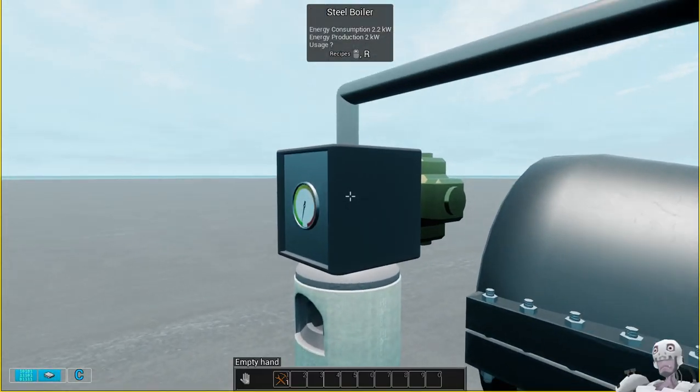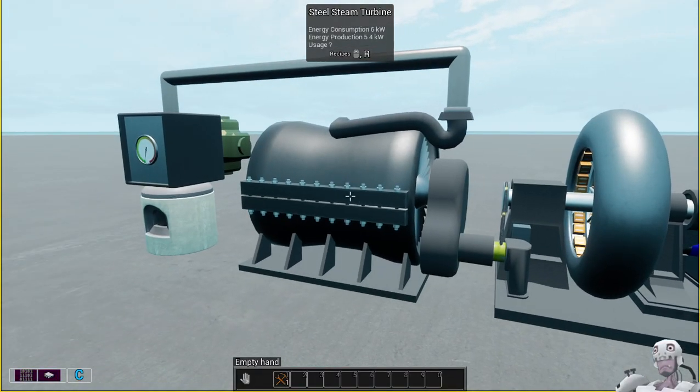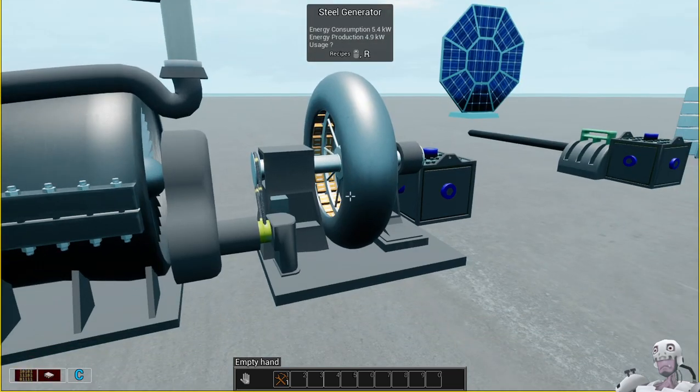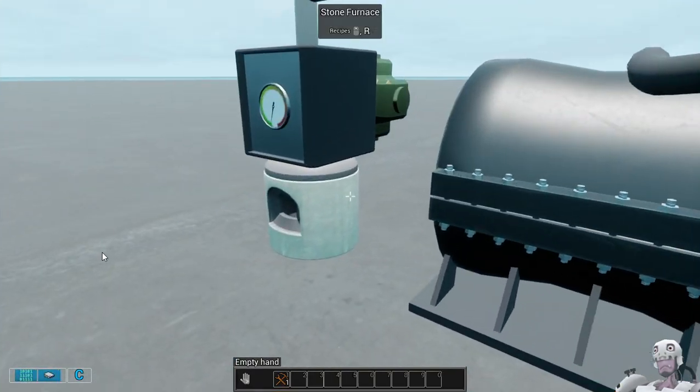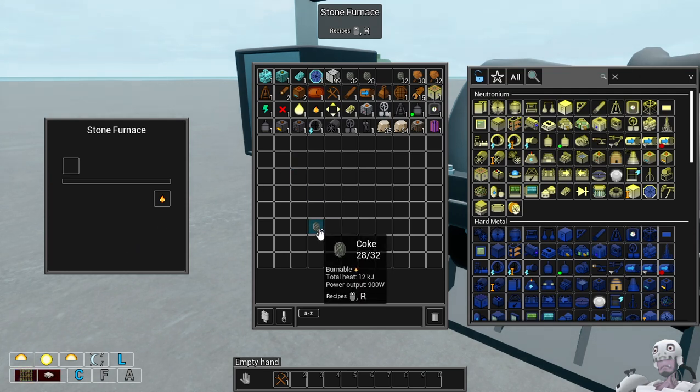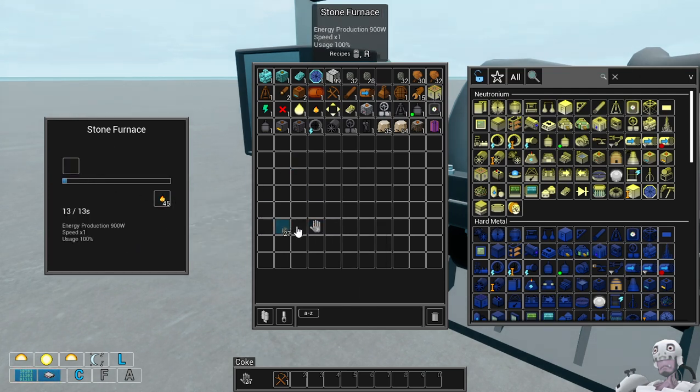So 10%, 20%, 30% loss. So the 12K I could get from this single coke here is going to become way less.